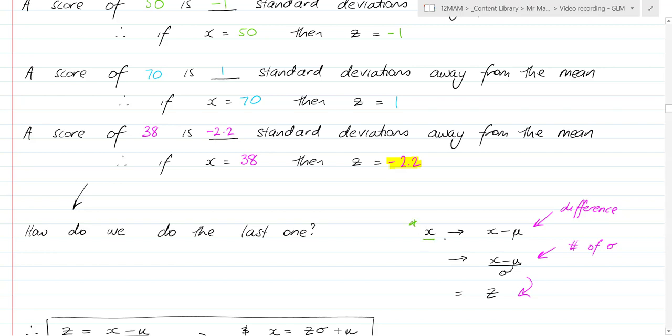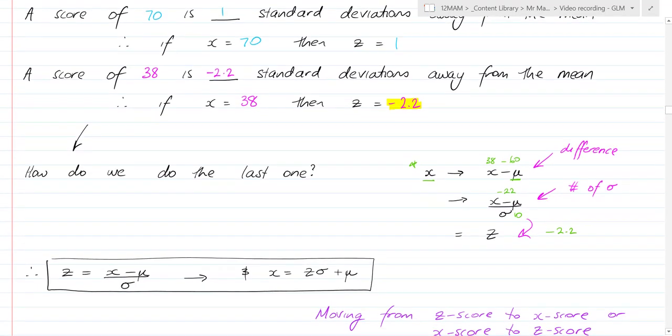How I did it algebraically is right here, and this will be really important. I took my raw score, I subtracted the mean from it, so that is 38 minus 60, and then I divided by the standard deviation to work out the number of standard deviations that fit into that number. 38 minus 60 is negative 22, divided by 10, and z is now equal to negative 2.2.